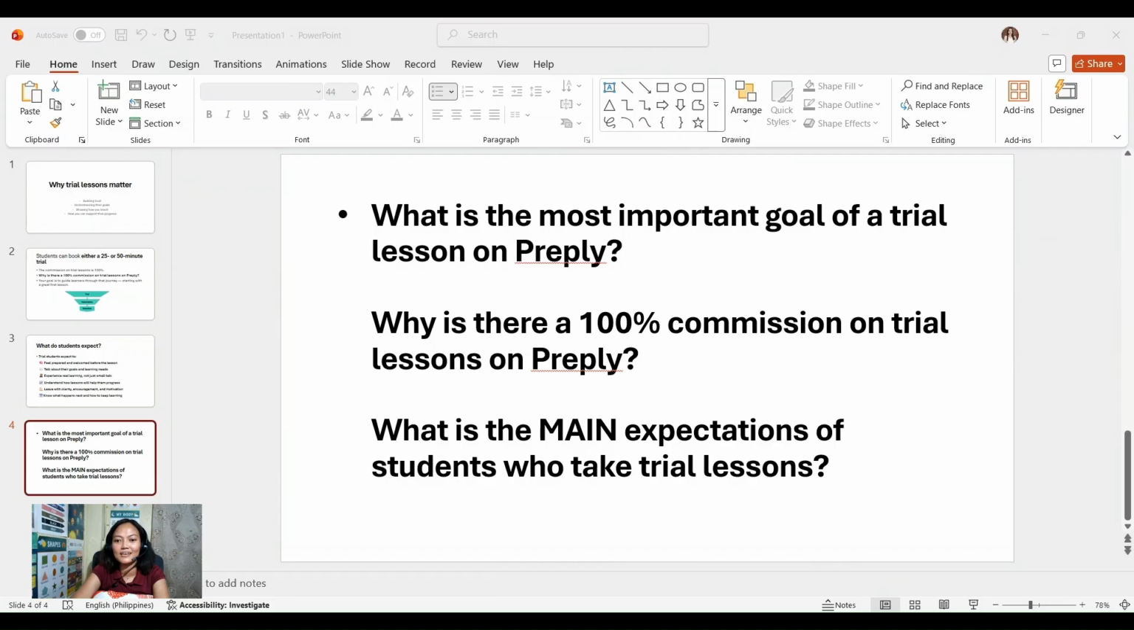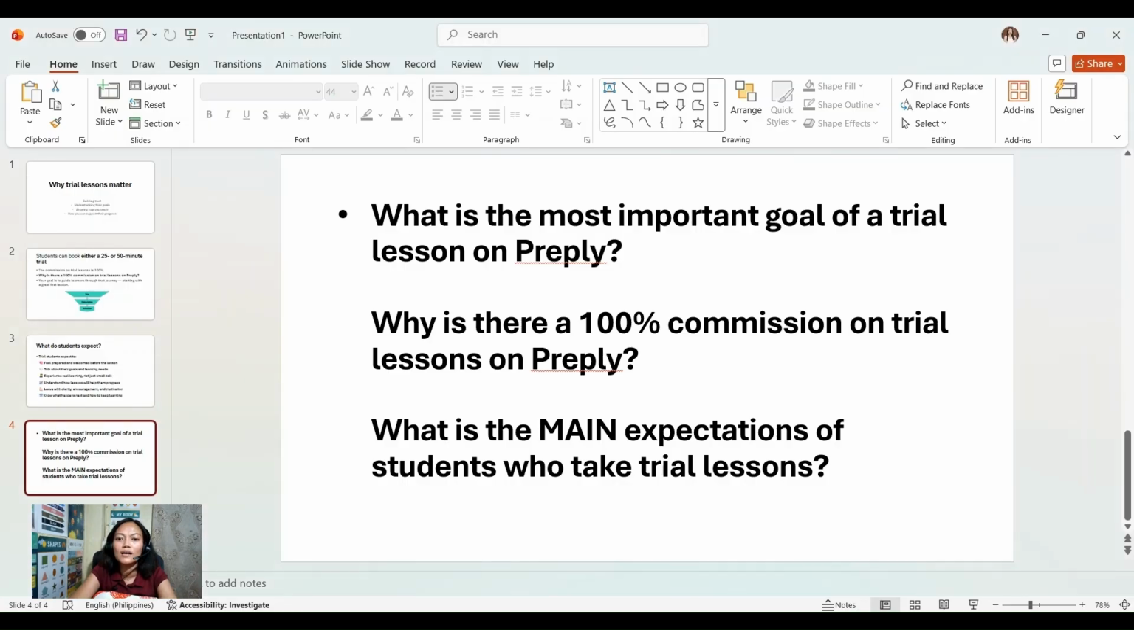Now, what is the most important goal of a trial lesson on Preply? Again, you should know the purpose of the trial lesson. The trial lesson is your chance to make a strong first impression. So the main goal isn't testing or explaining technical details. It's about connecting with the student, understanding their goals, and helping them feel excited to keep learning with you. Having said that, if you help the student understand how Preply works, you can increase your chances of converting them.